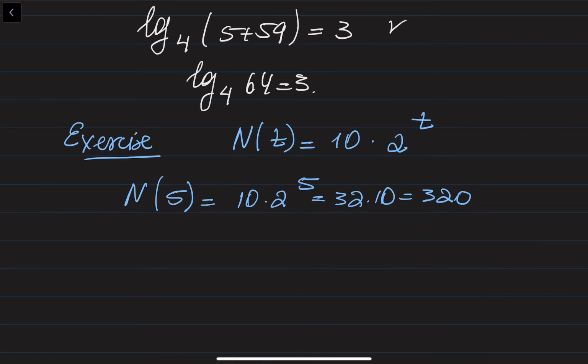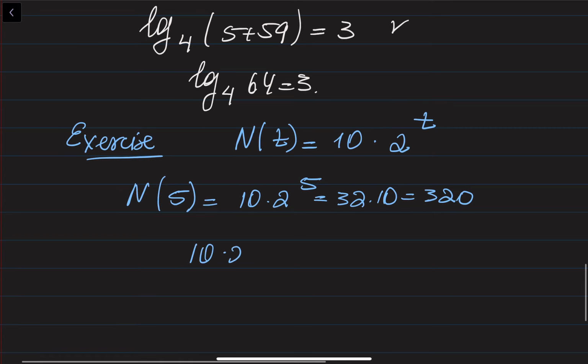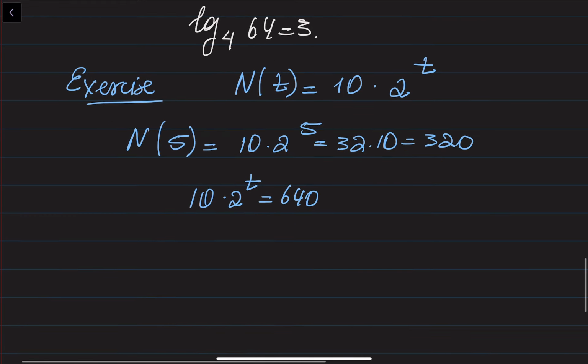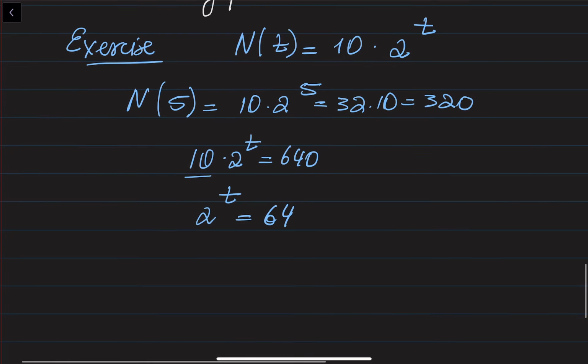But at the same time, I would be interested to know, let's say you know that N is equal to 640. Let's say 10 times 2 to the power of t is equal to 640, and I would like to know what t is. So in this case, again, I'm going to put this 10 to the right hand side. It's going to be 2 to the power of t equals 64, right? And now I need to get rid of this 2 in order to find t.